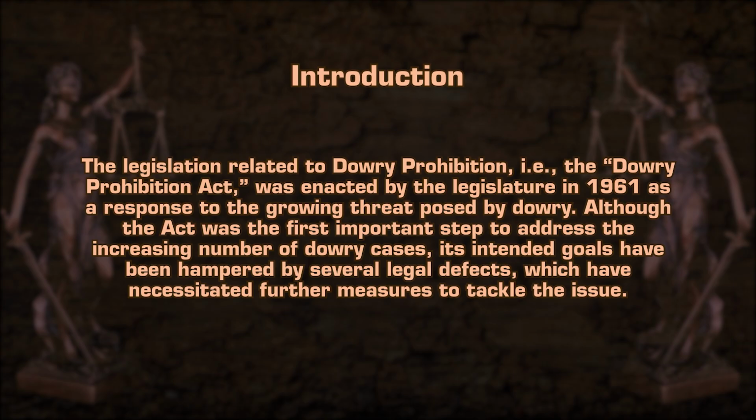The legislation related to dowry prohibition, that is the Dowry Prohibition Act, was enacted by the legislature in 1961 as a response to the growing threat posed by dowry. Although the act was the first important step to address the increasing number of dowry cases, its intended goals have been hampered by several legal defects, which have necessitated further measures to tackle the issue.